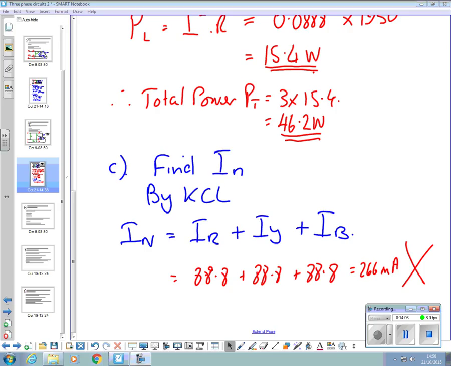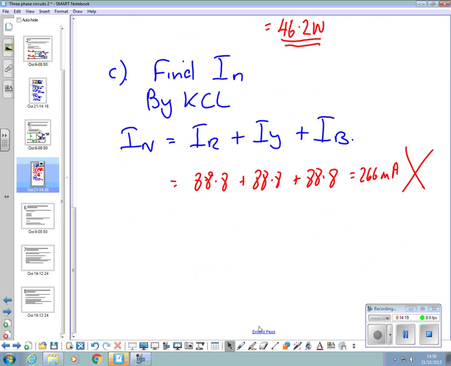Right, so we know that's wrong. Big X next to that, because we know that's wrong. We know it shouldn't be 266 milliamps. It should be nothing. Yeah. So what have you done? Yeah, so we need to convert each of these to Cartesian.